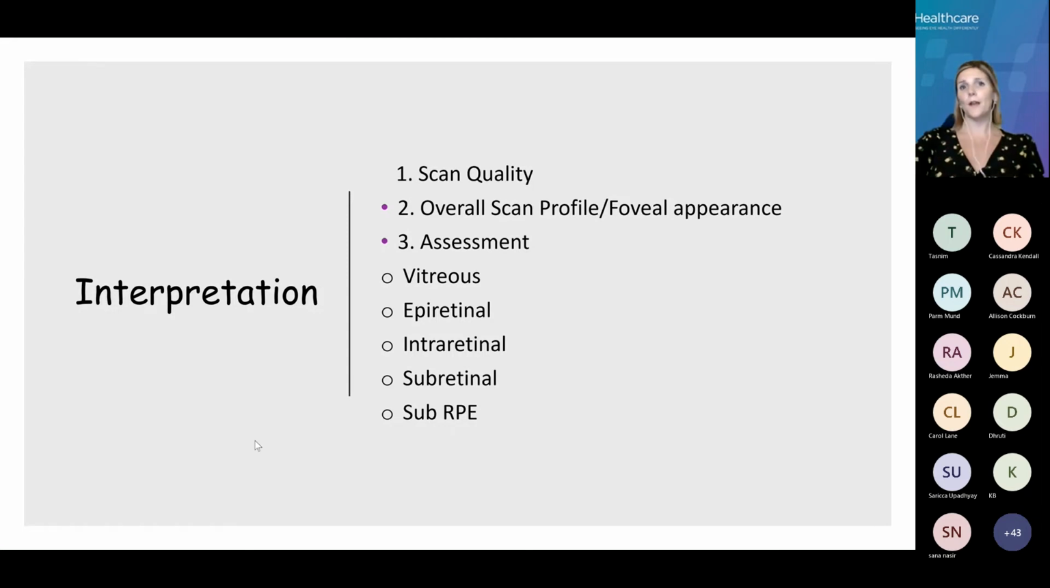Now, you could do it the other way. You can go from sub-RPE up to vitreous. That's completely up to you. Everybody learns differently, and there is no right or wrong. It's just making sure you are checking each of those images.